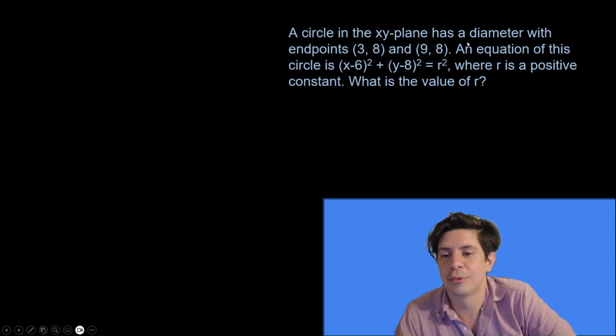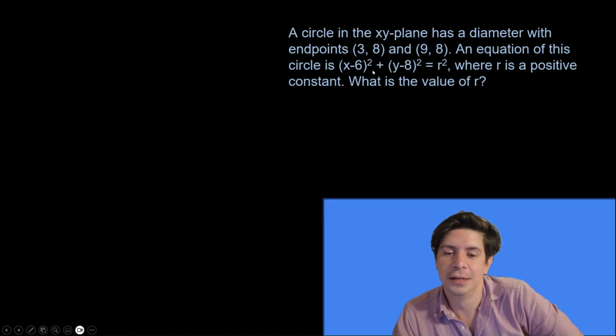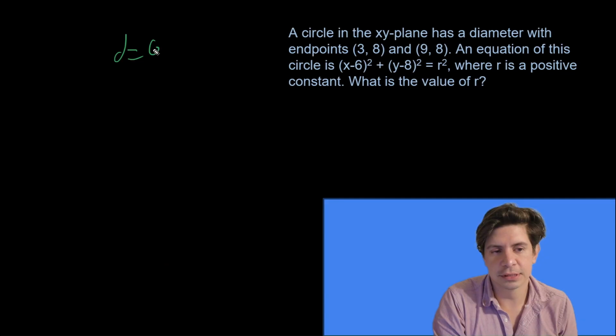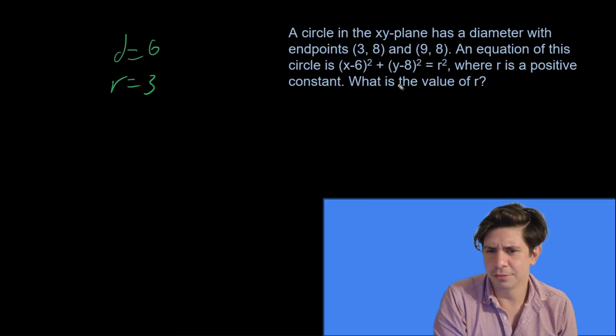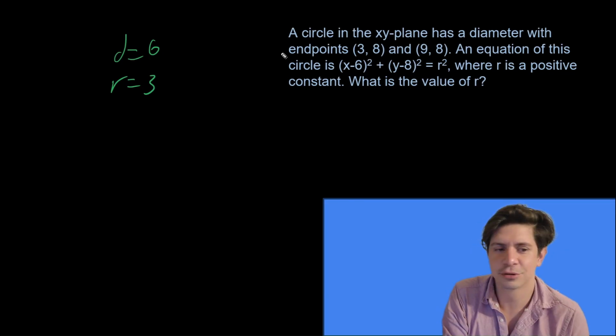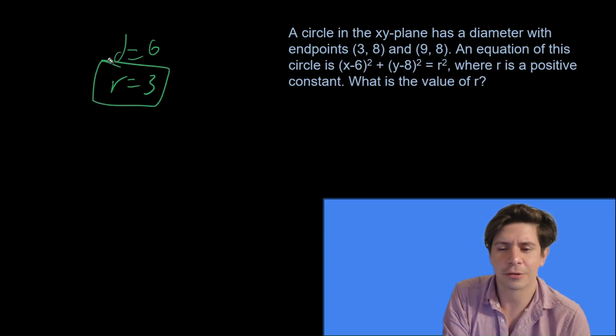Okay, and we don't have to worry about it being the diameter because they tell us it's the diameter. We don't have to figure that out. So the distance is 6. D equals 6. So then r equals 3. So then that's all we need to do. It's not asking for the value of r squared, just looking for r. R equals 3.